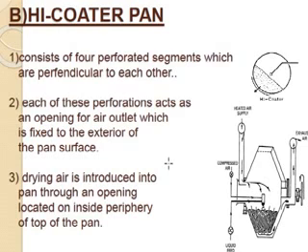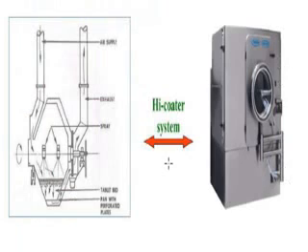Here drying air is introduced through the pan on the opening located at the inside periphery top of the pan. So this is the high coater pan system. On one side your air spray is there, and this air is removed by another way, that is the air supply. Then this is the axle.